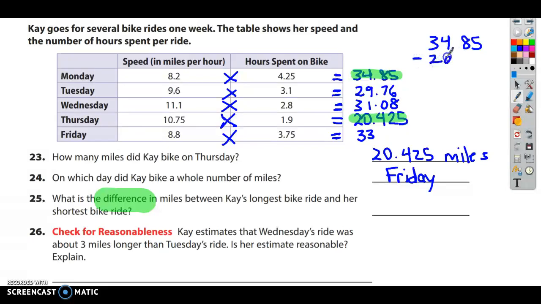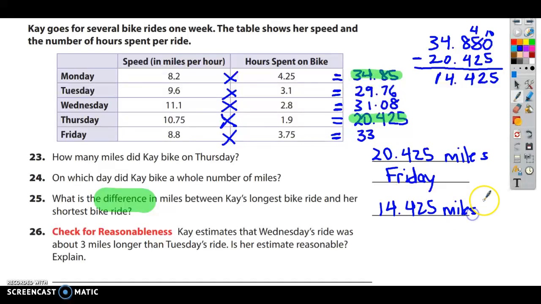So I'm going to do 34.85 minus 20.425. The first thing you notice is they're not the same length, so you must annex a 0, because you can't subtract 5 from nothing. You can subtract 5 from 0 by borrowing. So I'm going to borrow from this 5 right here, making this 10. 10 minus 5 is 5. 4 minus 2 is 2. 8 minus 4 is 4. The decimal comes straight down. 4 minus 0 is 4, and 3 minus 2 is 1. The answer is 14 and 425 thousandths miles.